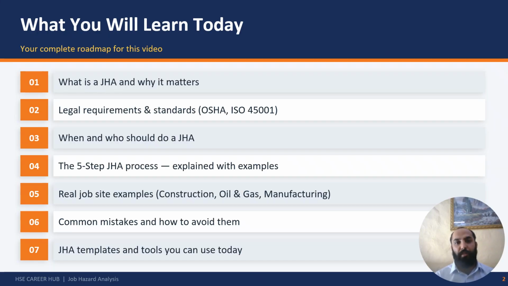Alright, before we jump in, let me give you a quick roadmap of what we are covering today. Because this is a complete guide, not just a surface level overview. We are starting with the basics, like what a JHA actually is, why it exists. Then we move into the legal stuff, because yes, this is required by law in most countries, and I will show you exactly which standard apply to you. Then the main event, the 5-step JHA process. We go through every single step with real world example.